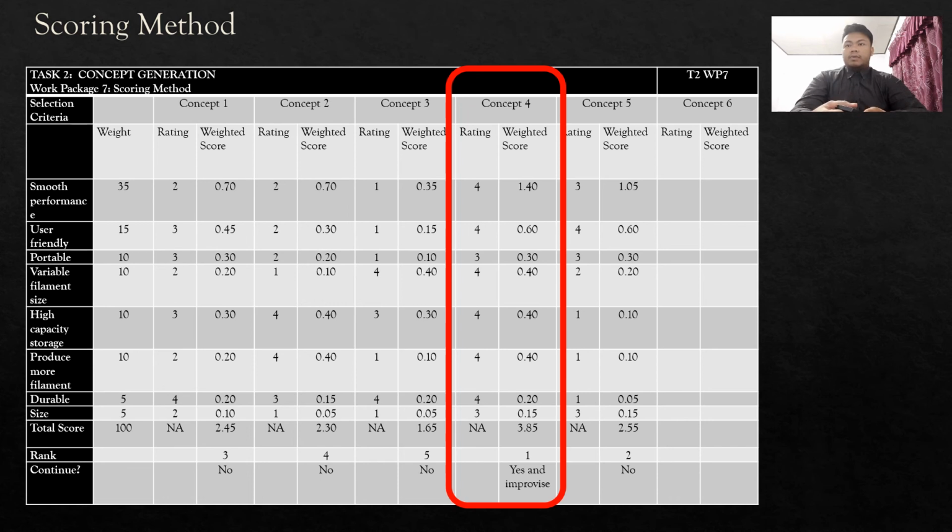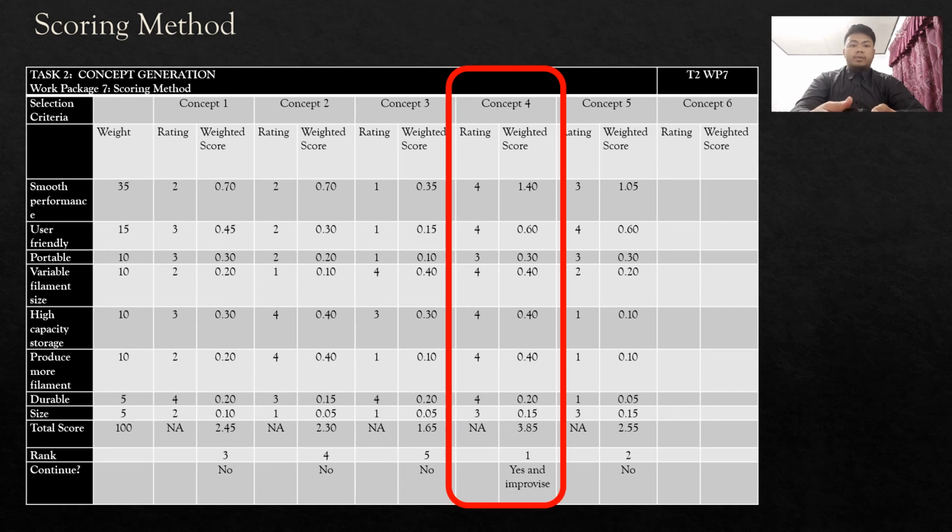Now I would like to present to you the last topic from the concept generation, which is the scoring method. It is a method to choose the best concept out of the 5 concepts that we suggest. For the selection criteria, we choose from the customer requirements: performance, user friendly, portable, variable filament size, high capacity storage, produce more filament, durable, and size.